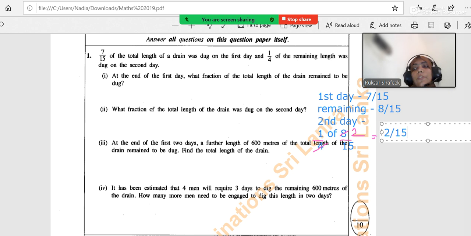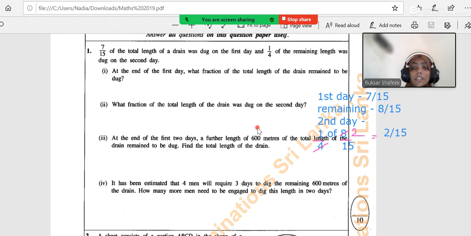Now let's look at the question. We basically have answered, but let's see what we have. At the end of the first day, what fraction of the total length of the drain remained to be dug? There we go. The first question done, 8 over 15. What fraction of the total length of the drain was dug on the second day? So that's also done. We figured that out as well. Now look at this part. We just wrote down the data clearly and we actually got the answer for the first one and the second one. So that's how you need to solve these questions. Write your data clearly, understand what they are telling so that you're good to go with it.